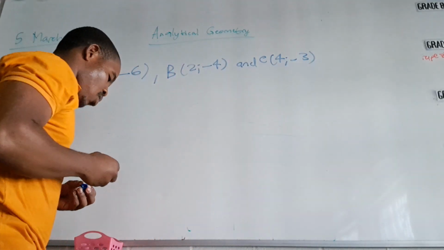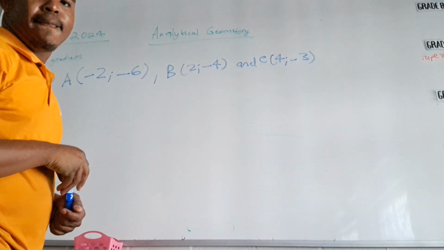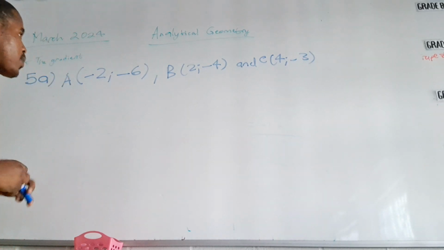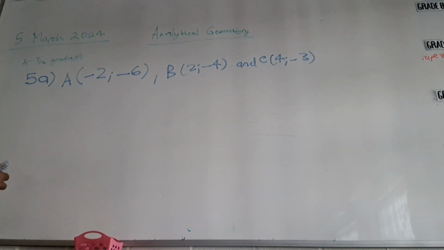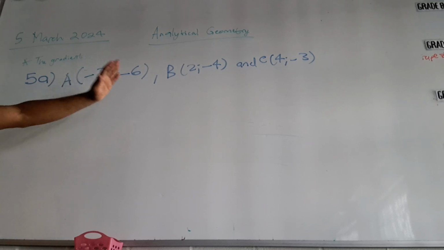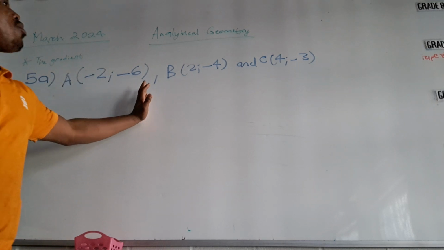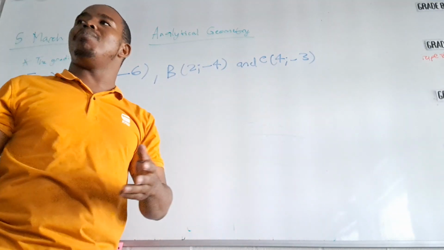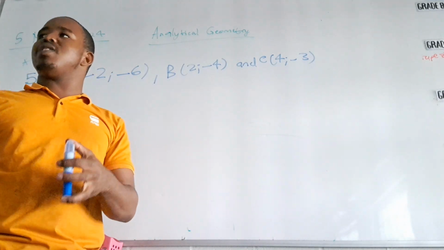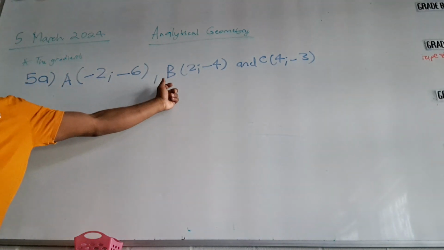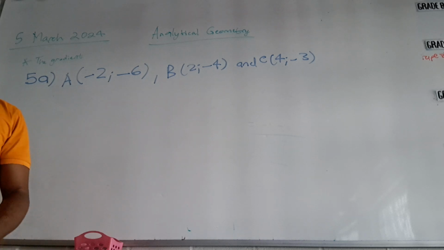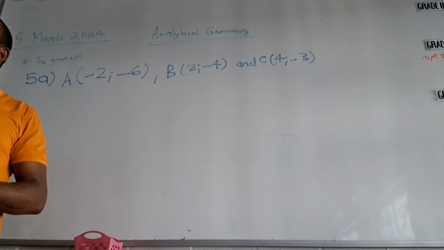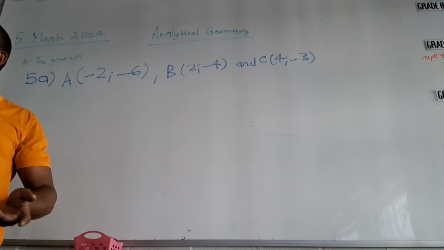Okay, these are the coordinates, right? So what I'm going to do is work out the gradient of AB, and then show that it's equal to the gradient of BC. You can take any combination of the 2 points. Their gradient will be the same. You can work out the gradient of AB, BC, or AC. All those will be the same. As long as you use any 2 of the points, the gradient will be the same.